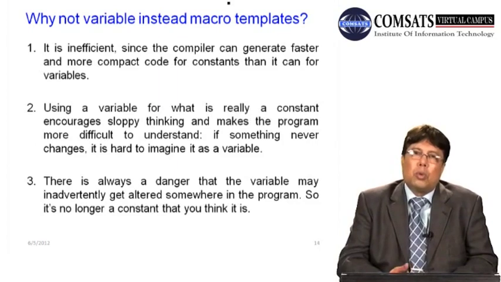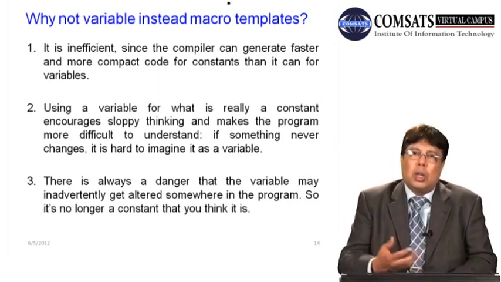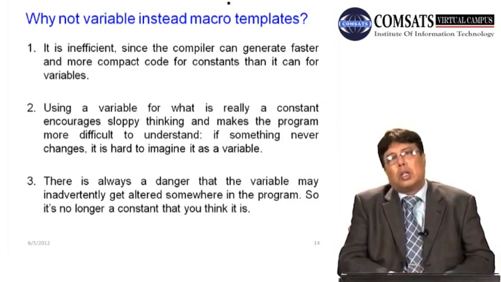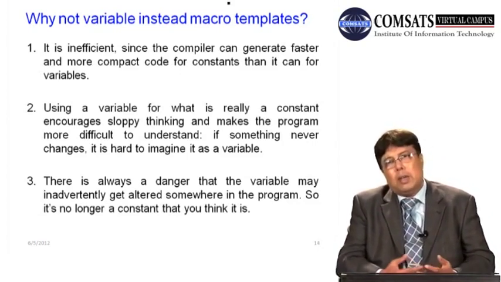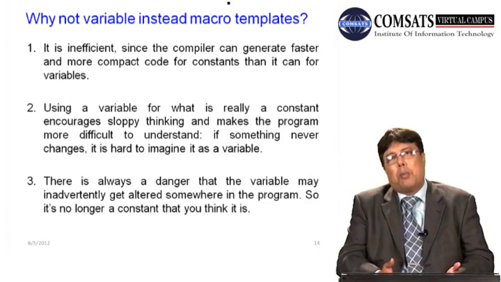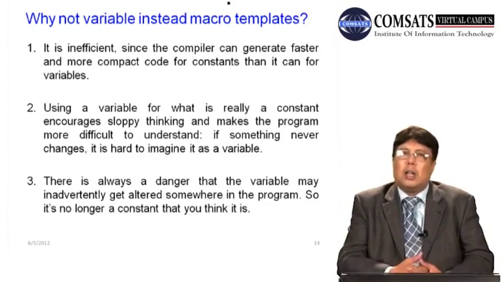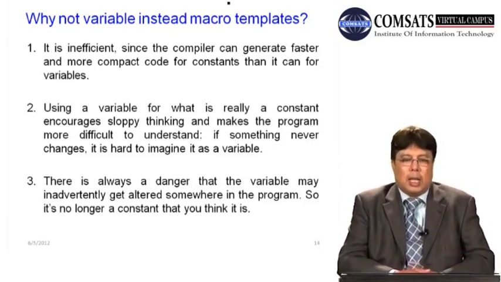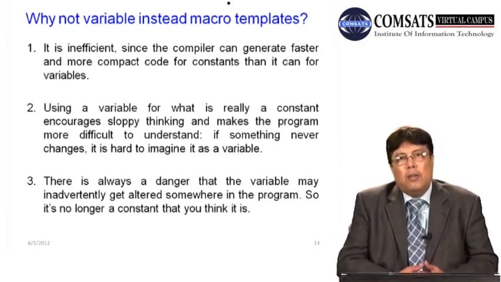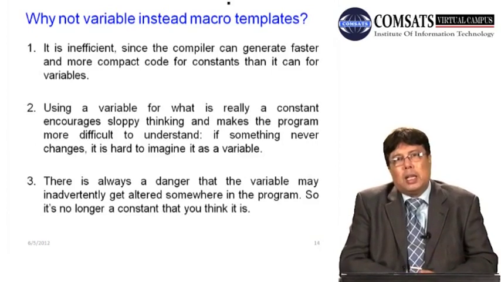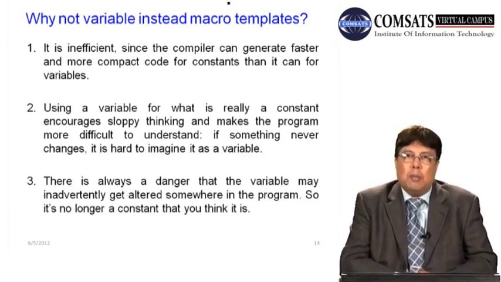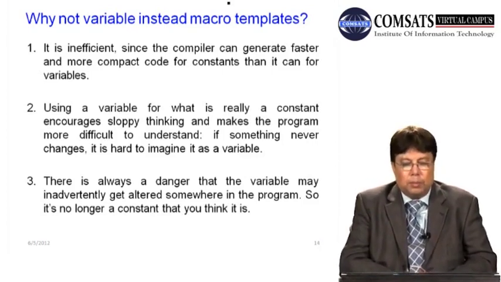So you are not supposed to go and access the memory location and pick up the data and bring it into that particular instruction, because directly the data is available as an operand. एक डायरेक्ट डेटा की वैल्यू जो है वो आपके पास अवेलेबल है. That is much faster as compared to using the variable. So we can say that it is inefficient since the compiler can generate faster and more efficient code for macros instead of variables.